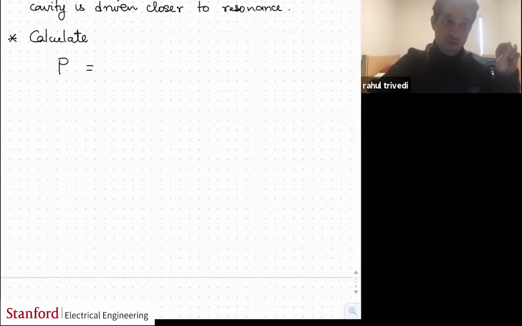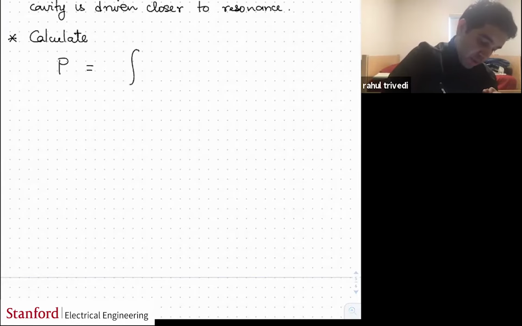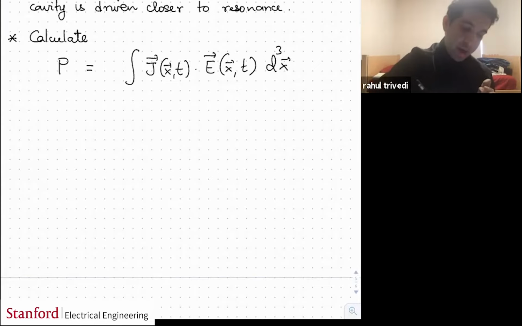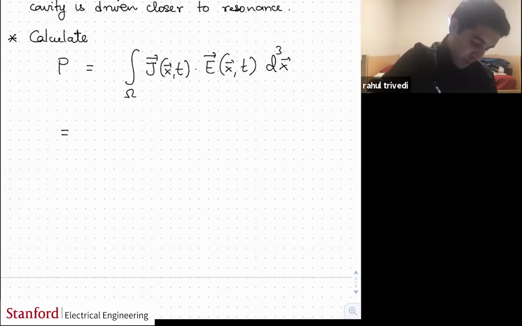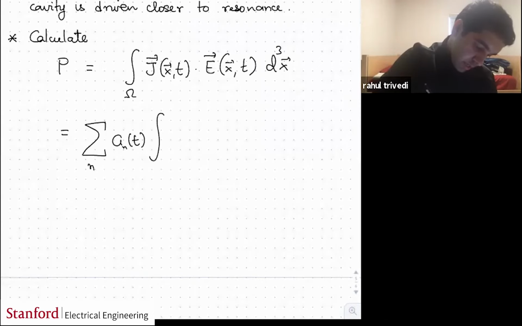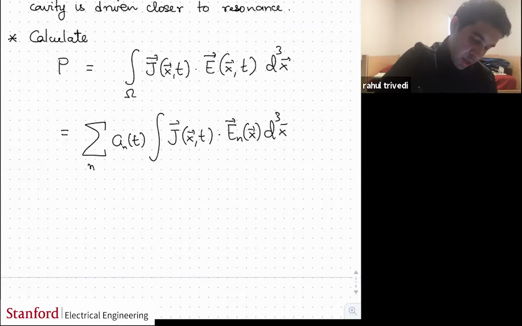So let's now look at how much power the source gives to the cavity mode. The power, this is electromagnetic theory, is given by an integral of J(x,t) dot the electric field E(x,t), d3x, integrated over all space, which for us is the volume of the cavity. If you use the expansion for the electric field, you can write this as a sum over n of a_n(t) times an integral of J(x,t) dot E_n(x) d3x.